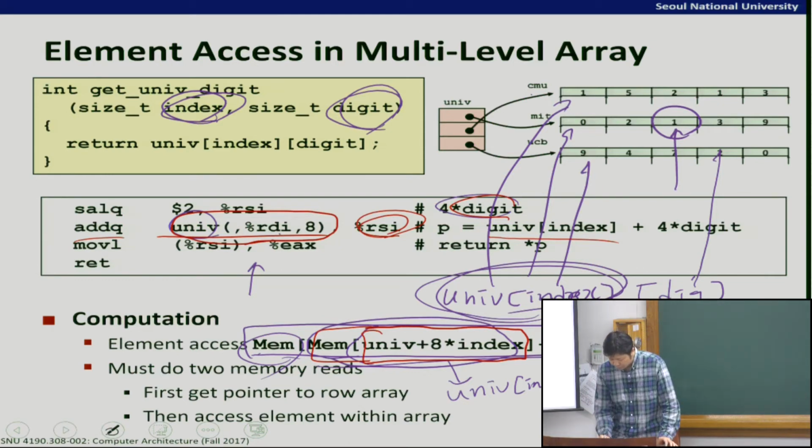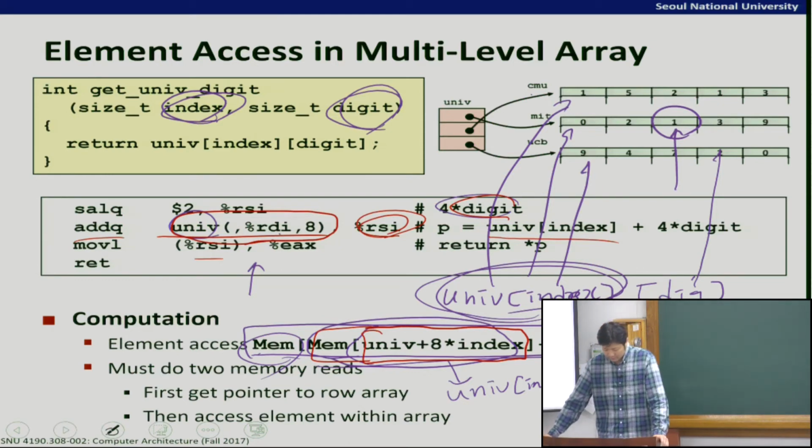We can move the value pointed to by the RSI register into the EAX register. So this one actually loads the value into the register, right? And then we return. So that's how this code works. This function is translated into the assembly code. Okay.